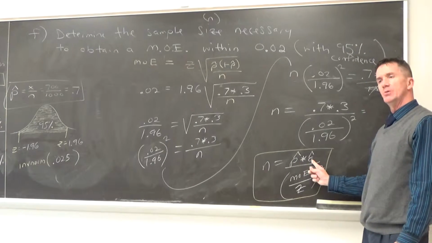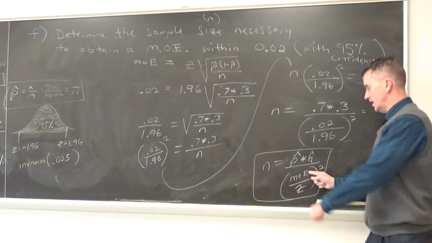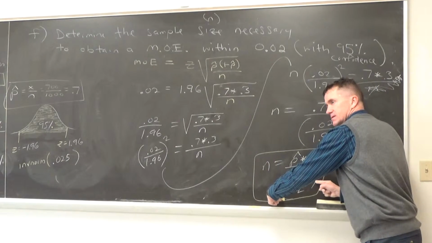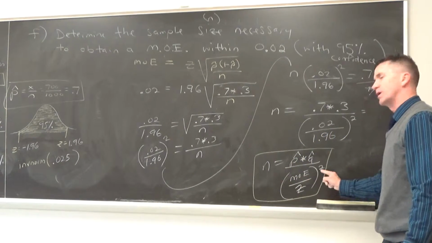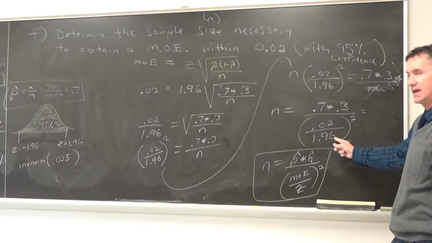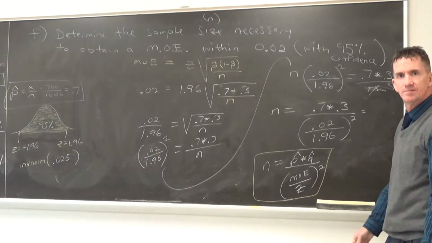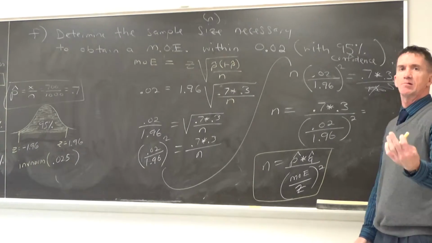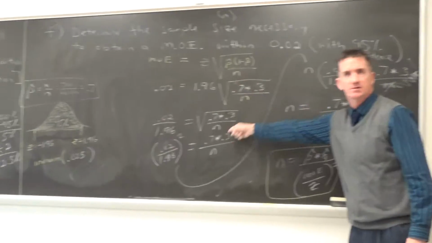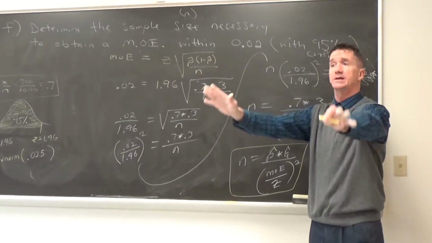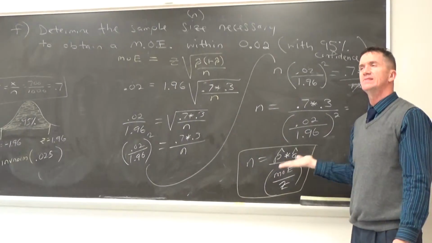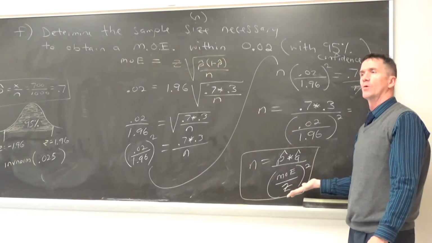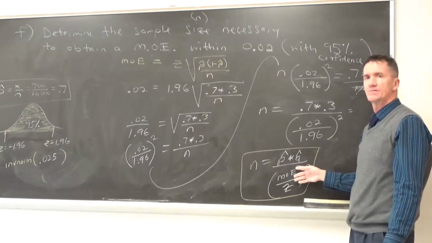n equals p hat times q hat divided by parentheses MOE over z squared. Because that's the MOE, that's the z, that's the squared. This works every time. And so we do that, Brianna. You don't have to do all that algebra. That's for anybody in here. This is fun. The only thing is it's not on the formula sheet. You're like, okay, I just have to know that.